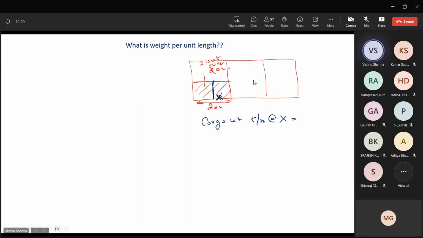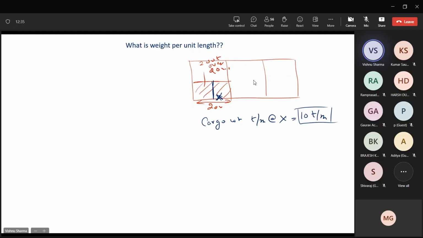How much is the cargo weight per unit length at X? 10 tons, 10 tons per meter. Very good. What does it mean? Here you accepted it because it was level stored. You didn't challenge it. But what does it mean?